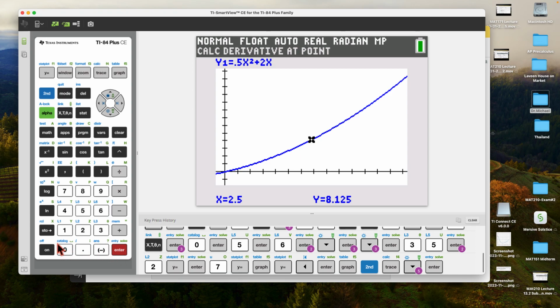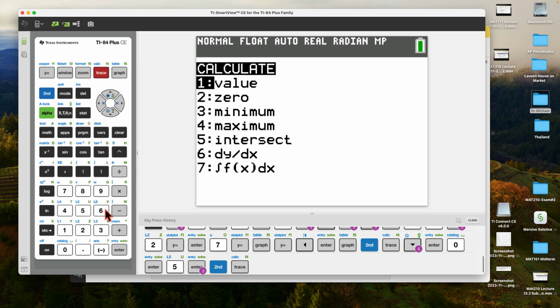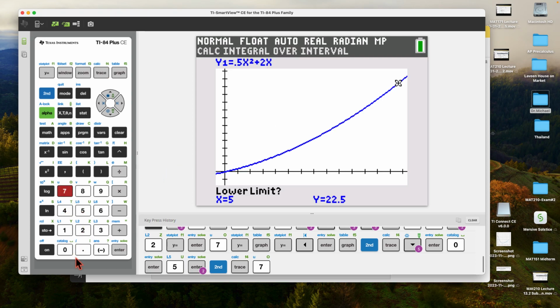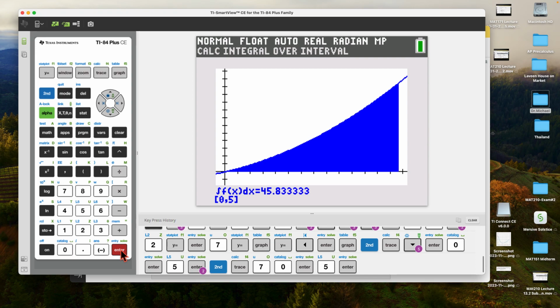We have to put the boundaries. Let's go from 0 to 5. Let's see, how does that work? It didn't do it. Second calc, number 6. Oh, wait, no. That's the derivative. We want the integral, sorry, number 7. Lower limit is 0. Upper limit is 5. And it actually gets exactly the area as 45.8. When we had 35, it was 44 point something, right? Pretty close.